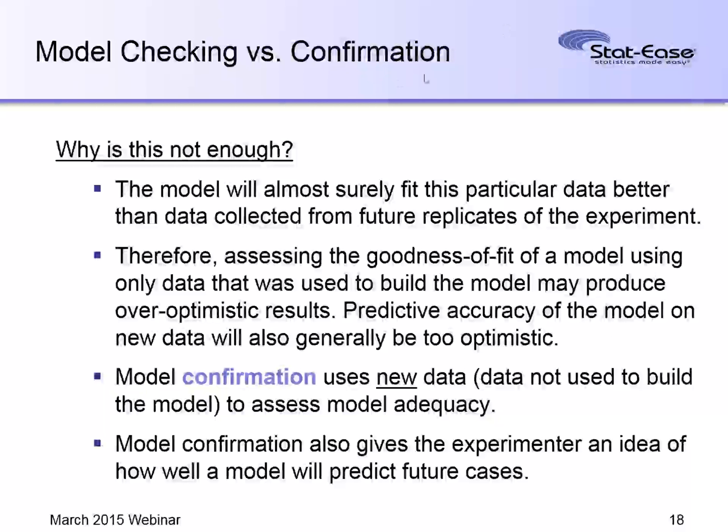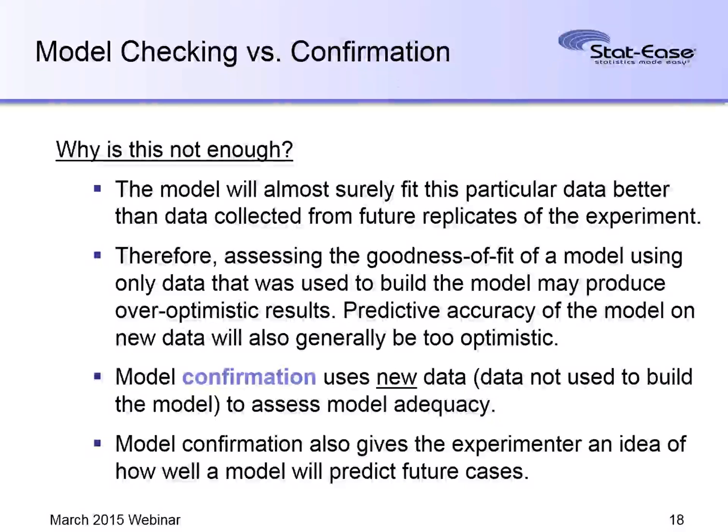But here we're going to now talk a little bit about model checking versus confirmation. What we did is we checked to see if the tools that we used, which in this case was the ANOVA, if that tool was appropriate for the data set that we had. However, this is something that you probably have learned in a basic statistics class. But why is this not enough? Why should you do more? Why should you confirm your model?